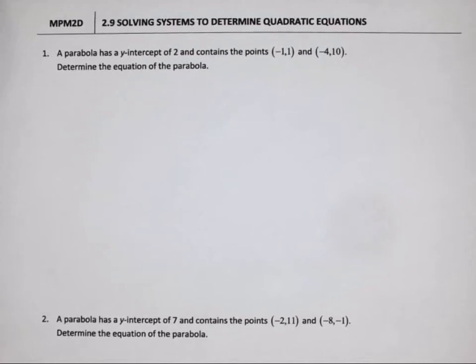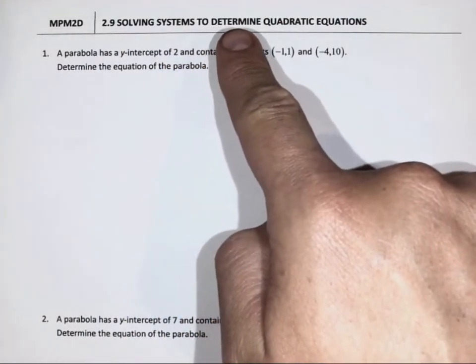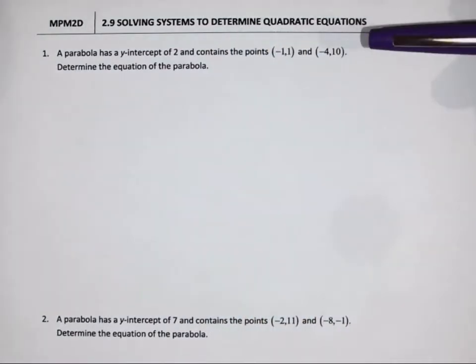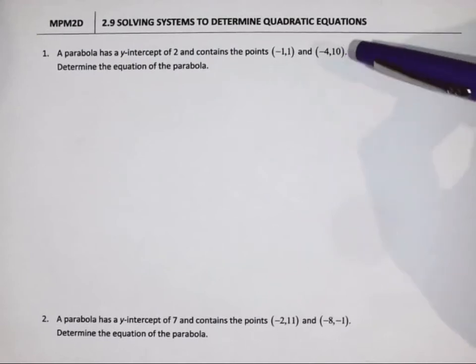Today we're going to take a few of our concepts and put them together. We're going to solve systems, but instead of lines, we're going to use the systems to determine a quadratic equation. So here we have a parabola that has a y-intercept of 2 and contains the points (-1, 1) and (-4, 10).